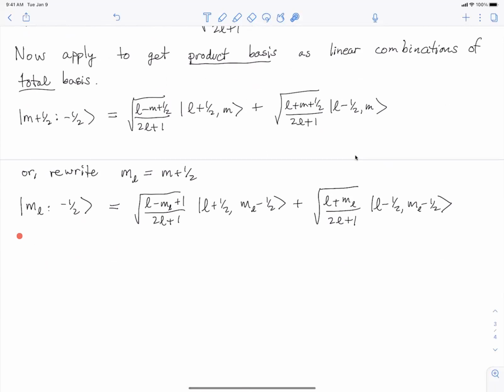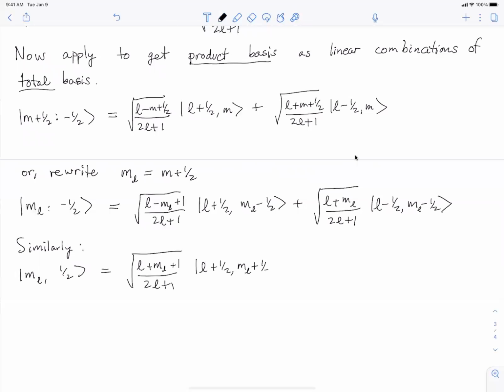Okay, and then similarly, you can check that, for example, the state m sub L plus 1/2 is equal to this square root times that state, minus L minus m sub L over 2L plus 1, L minus 1/2, m sub L plus 1/2.